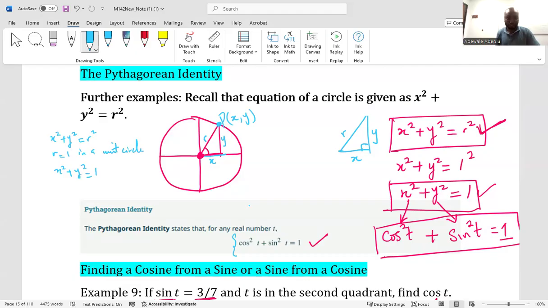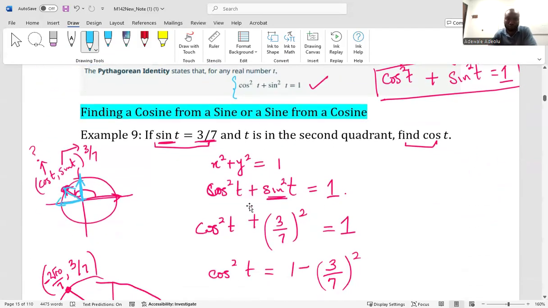And since x is the cosine of our angle and y is the sine of our angle, then we have cosine squared of angle, let's say t, plus sine squared of angle t equals 1. So we call this the Pythagorean identity, and we use it to solve some problems.